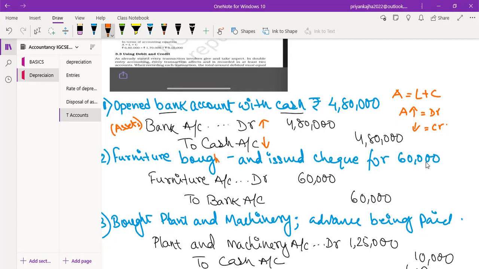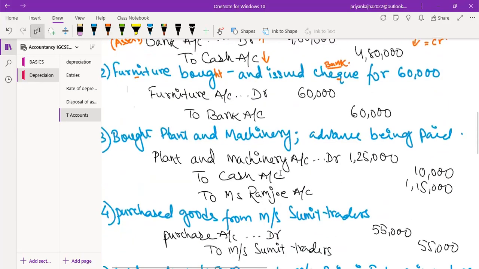In the second transaction, they have said that furniture was bought and a check was issued for 60,000. It means we have bought furniture and the payment is done by check. Keep in mind that when you see the word check, we do not create a check account, we create a bank account. So two accounts are involved: the first is the bank account and the second is furniture. Both are assets. Furniture is coming in and its value is increasing, so we are debiting it, and bank balance is reducing, so we are crediting it.